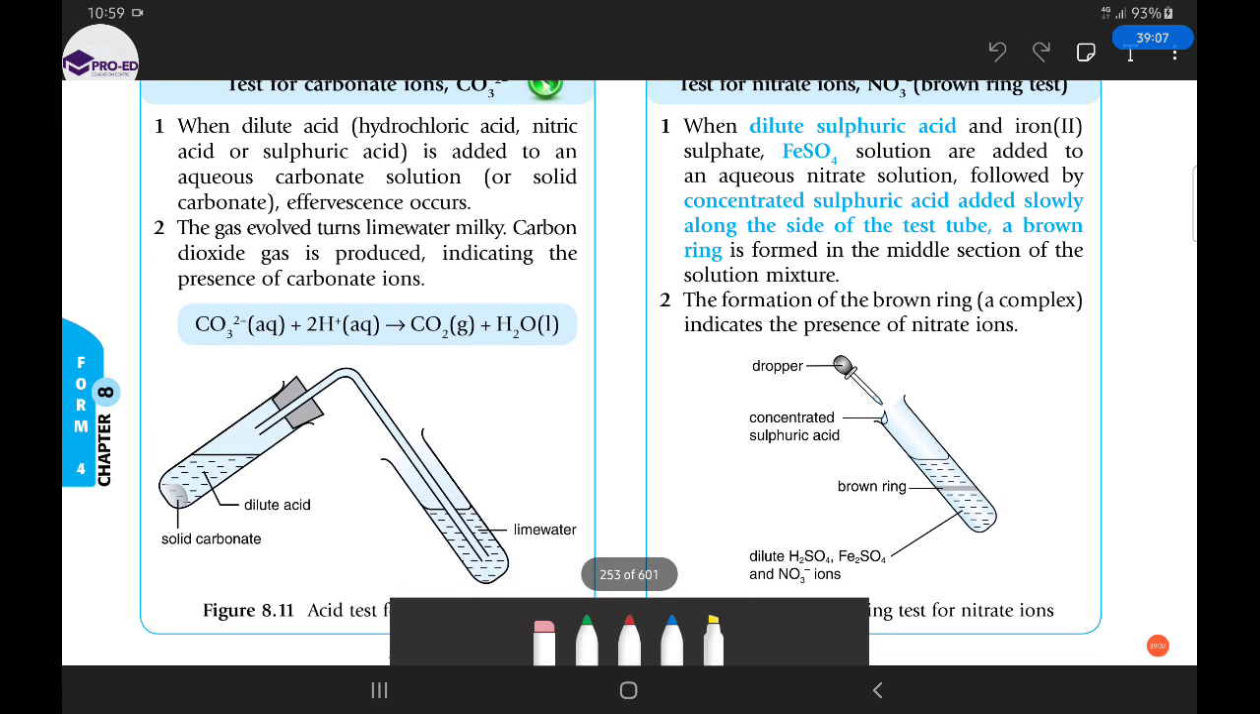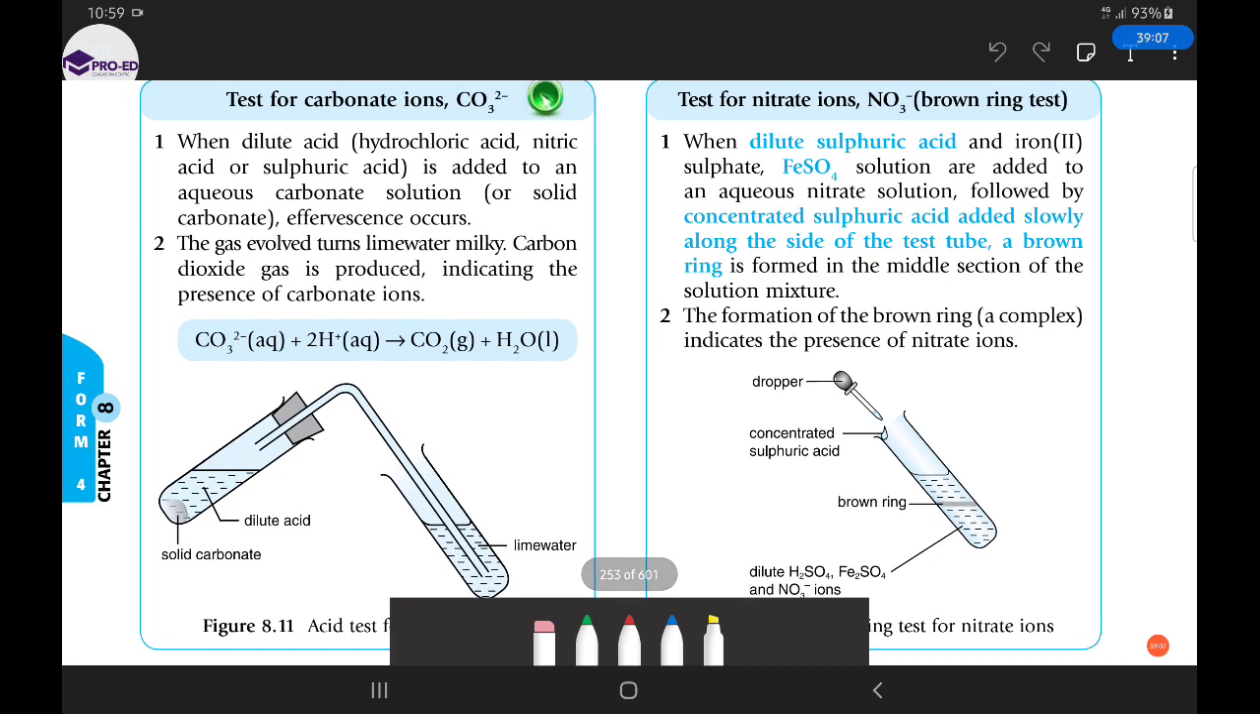What if we want to test for nitrate ions? This is on the right hand side, okay? So guys, pay close attention. Number one, we have a solution here. This is our nitrate solution, right? But let's say we don't know it's a nitrate solution. We want to test if it's a nitrate solution.